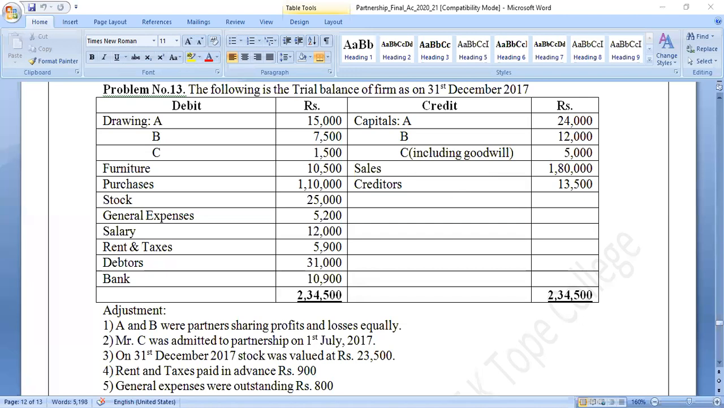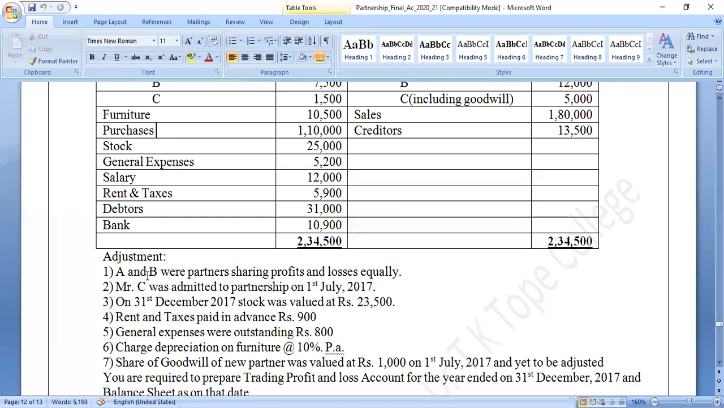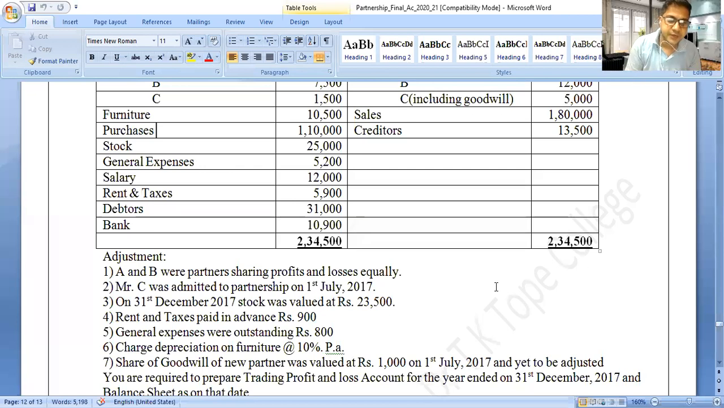Now next, the adjustments. A and B were partners sharing profits and losses equally. This particular information means whatever expenses and profit are there, we will record them equally. C was admitted to the partnership from 1st July 2017. This says that C was admitted, therefore we divide our profit and loss from 1st January to June and July to December.